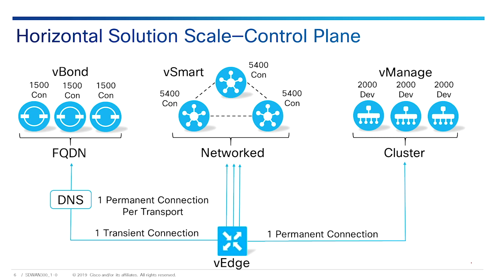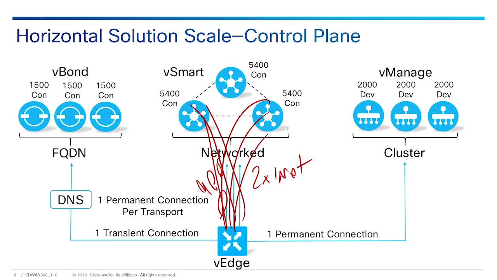So if you have 3 tunnels, let's say MPLS and 2 internet, you've got 6 connections to vSmart. Remember, because we have 2 vSmarts, you're going to be connecting to 2 of them on each connection.